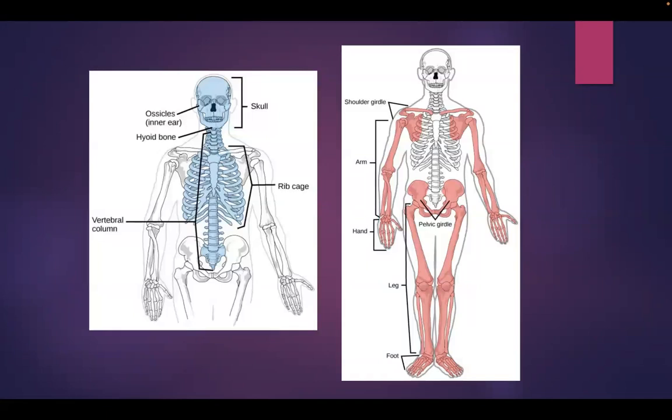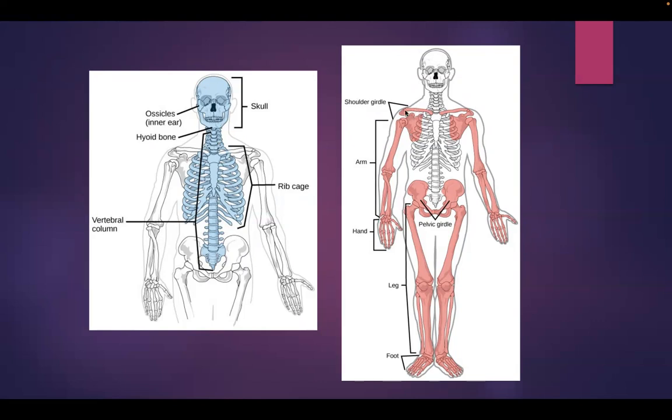All right, on the left over here in blue is the axial skeleton. It's going to include the skull, the ossicles, which are the inner ear bones, the hyoid bone, the vertebral column, and the rib cage. So it's the central axis of the body. The appendicular skeleton is what attaches. So it's going to be the limbs and their girdles.